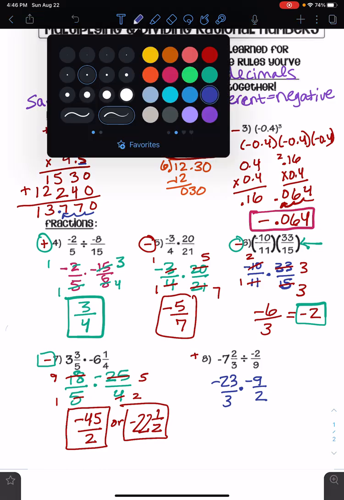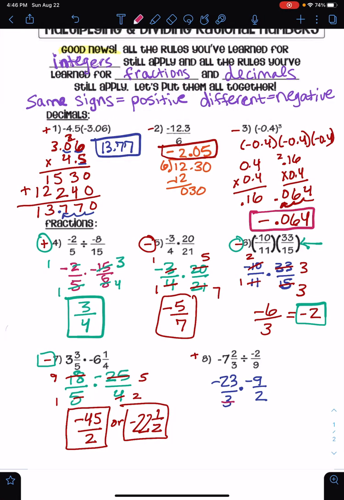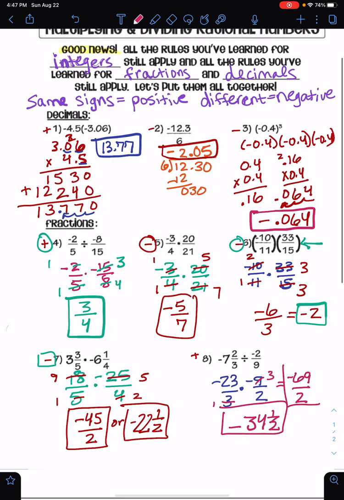Let's look for places where I can cross cancel. 3 goes into 3 once, 3 goes into 9 3 times. So -23 times 3 gives us -69, and 1 times 2 is 2. I cannot simplify that any smaller, but I can make it, what would that be, 34.5. And I would accept either answer because they're both in simplest form.